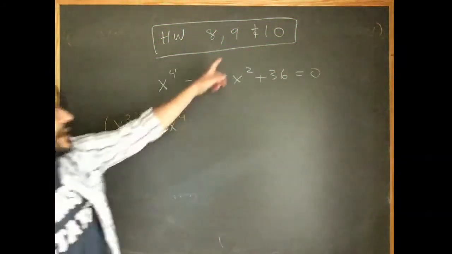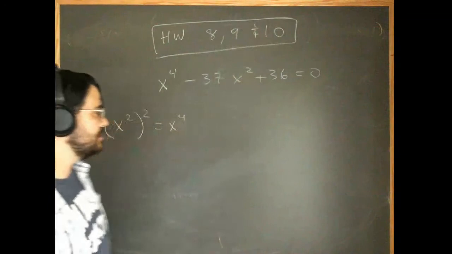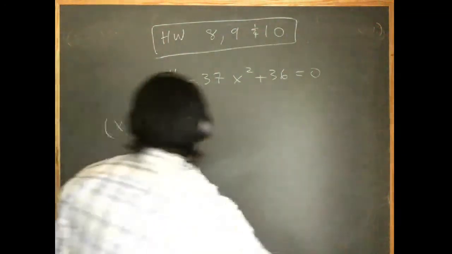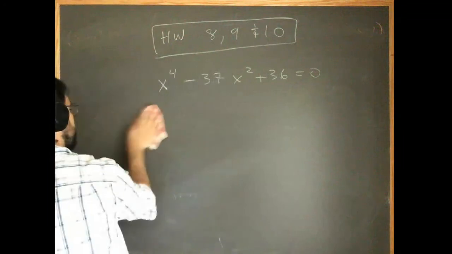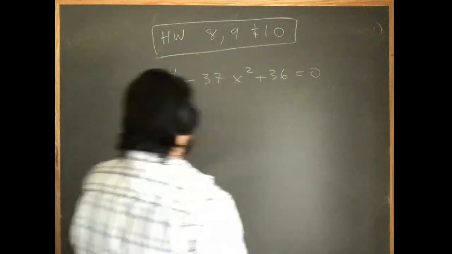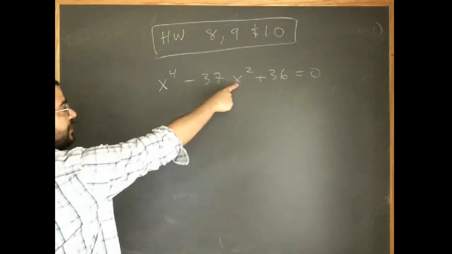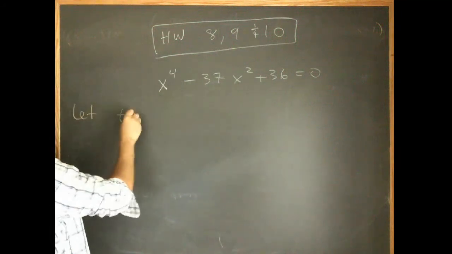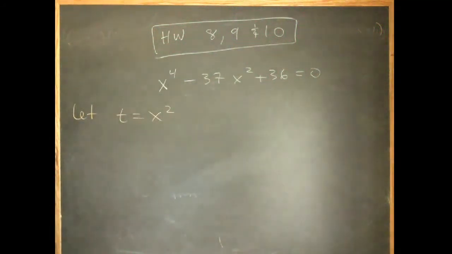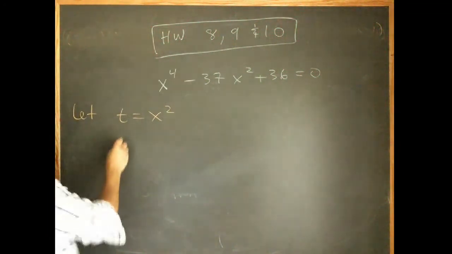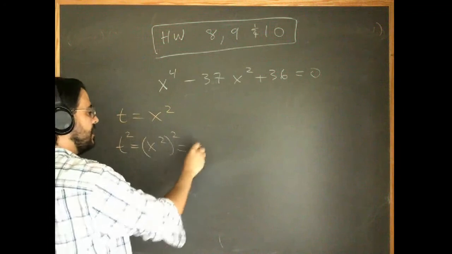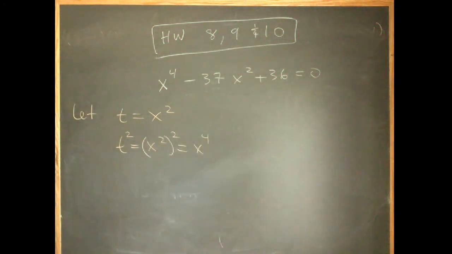And that's the same thing that's going to happen in 9 and 10, different substitution. Okay, so you'll make a substitution and you'll change this into something that is simpler. Now, like I said, the square of this is equal to x to the fourth. So what I'm going to do is I'm just going to let t be equal to that x squared. And again, that's because when I square that, I get x to the fourth, okay?